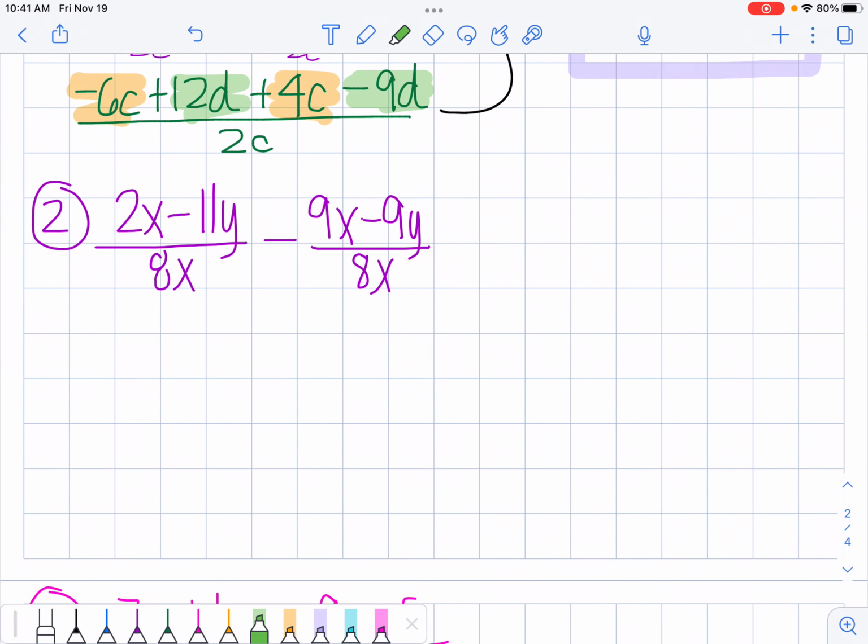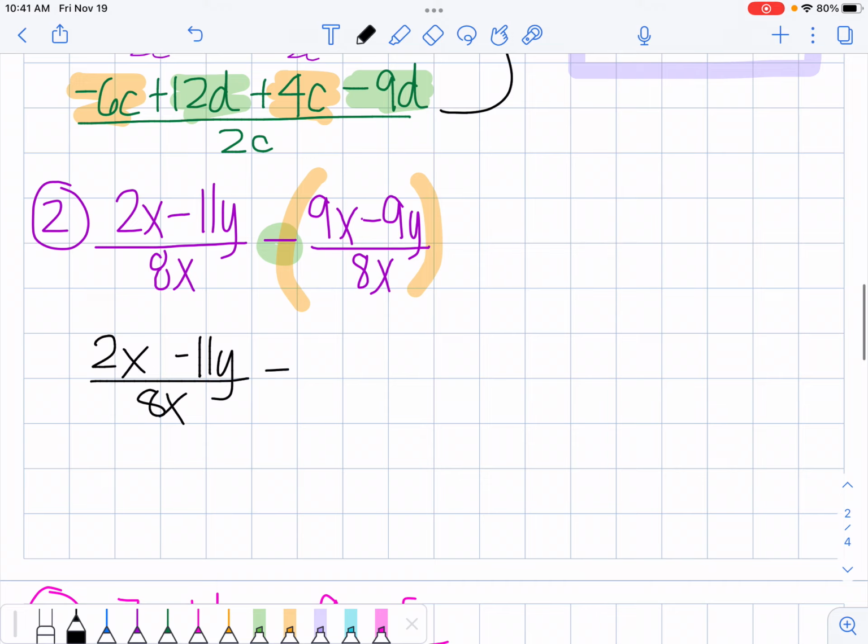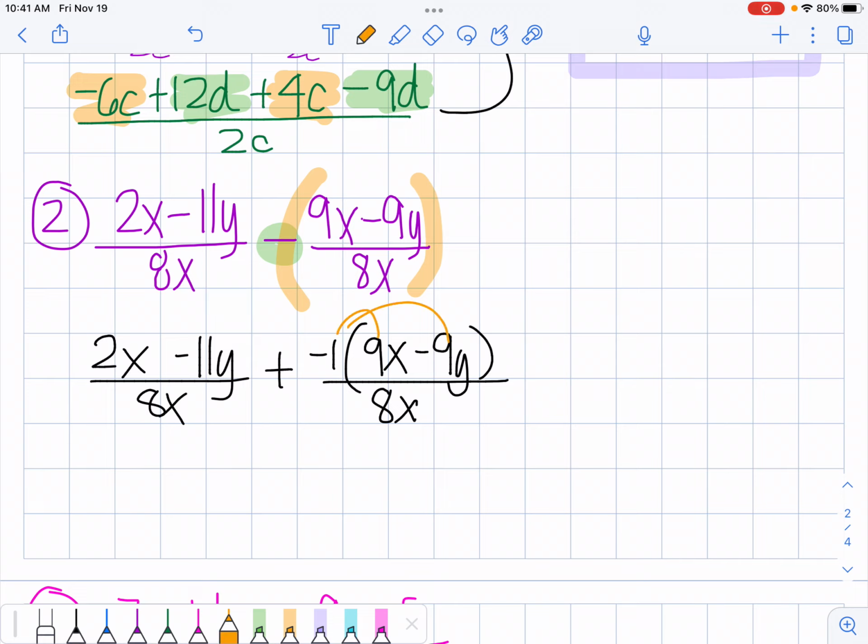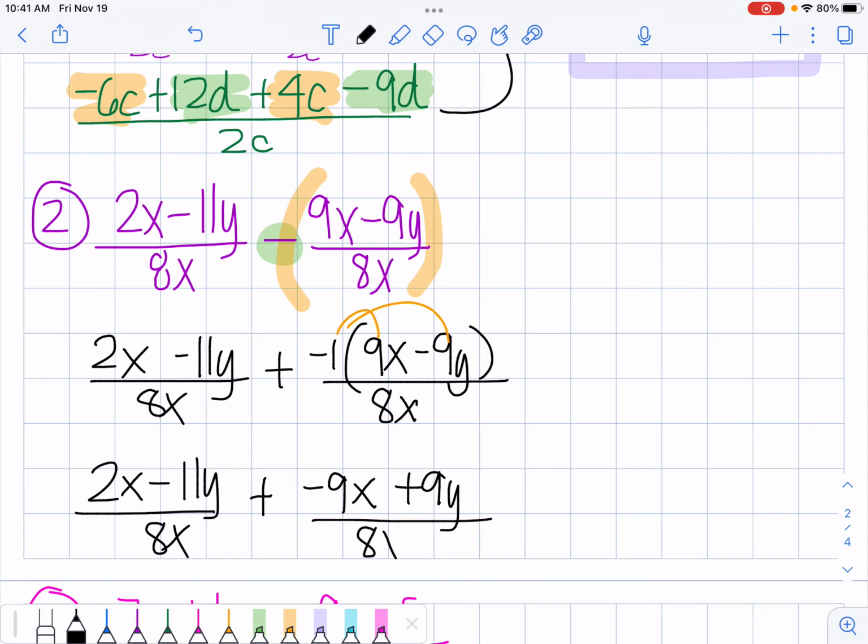Okay, so again here, watch out because I'm subtracting. So that's really like a negative 1 times this whole fraction. So I'm going to rewrite this: (2x minus 11y) over 8x plus negative 1 times (9x minus 9y) over 8x. I'm going to distribute this negative 1. It changes the sign of everything. So I have (2x minus 11y) over 8x plus (negative 9x plus 9y) all over 8x.